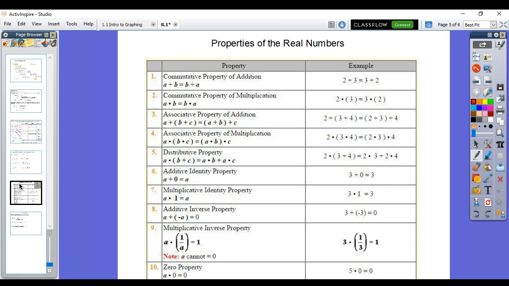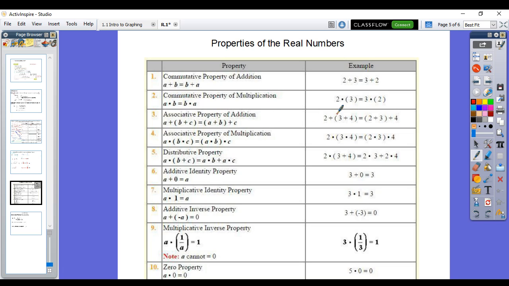Now these are properties of real numbers. You don't necessarily have to copy this down. This is just certain rules. If you know your PEMDAS, then you know how these things work. Commutative property means if you add them one way, they would be the same the other way. Commutative property of multiplication, same thing. 2 times 3 is the same thing as 3 times 2.